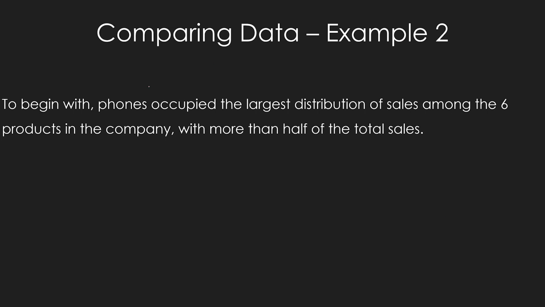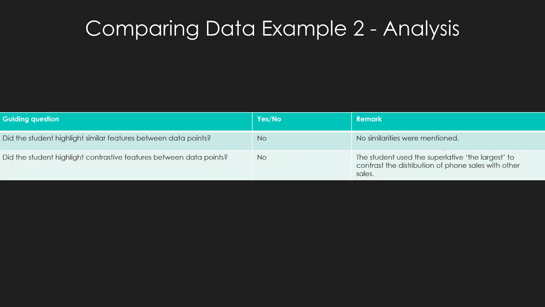Now let's look at example 2. To begin with, phones occupy the largest distribution of sales among the 6 products in the company, with more than half of the total sales. Yeah, this is not a great answer. They did not cover any similarities, they did not cover anything that is being contrasted. So really, it's just a no, it's a bad answer, don't do that. Cover things, talk about the details.